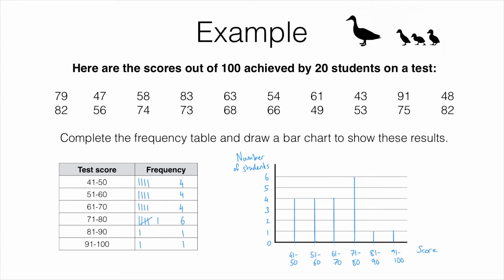So here is our completed chart. As I said, it's not a standard bar chart, it's actually a vertical line chart, and it's quicker to draw than a standard bar chart.